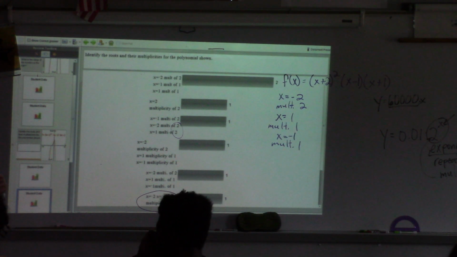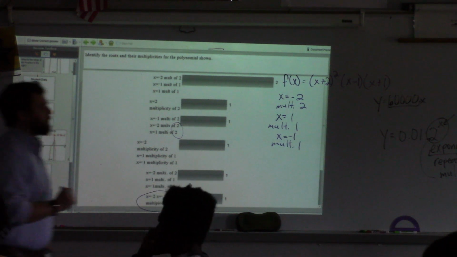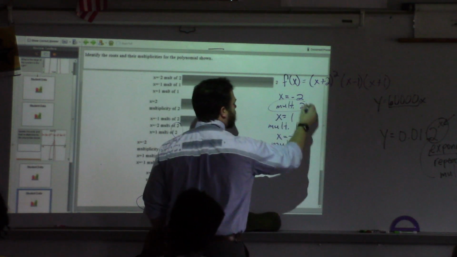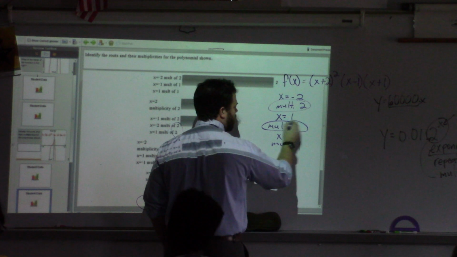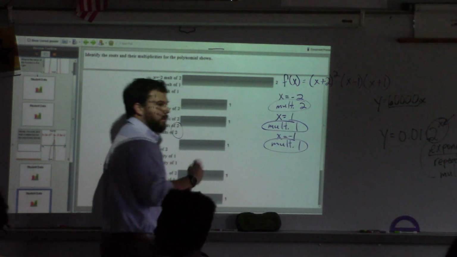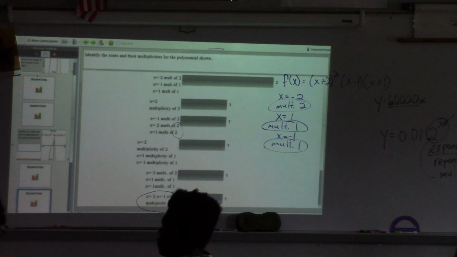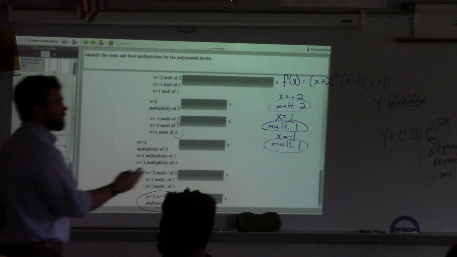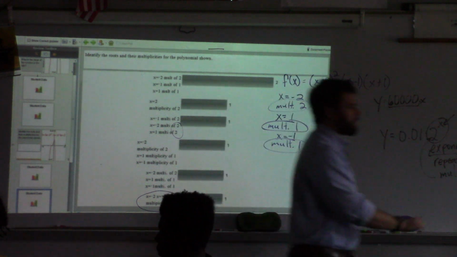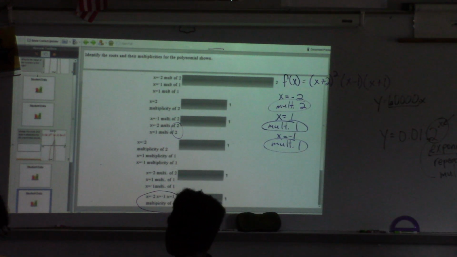I do want to point this out. What does the multiplicity always sum up to equal? The degree, right? Don't you notice that? The multiplicity should always add up to be the degree. That's an important detail. At least once we get into the complex roots, the multiplicity should always add up to be that.